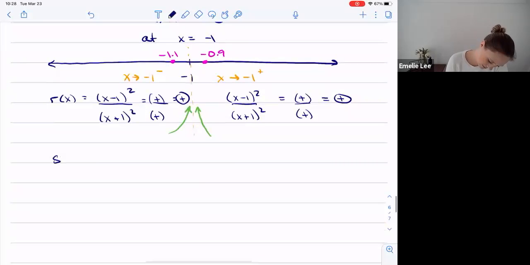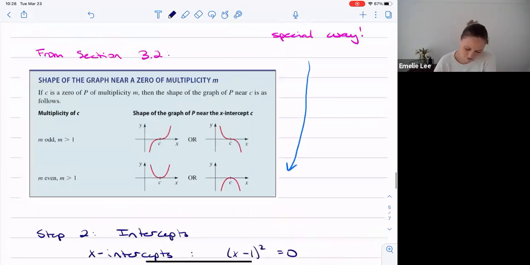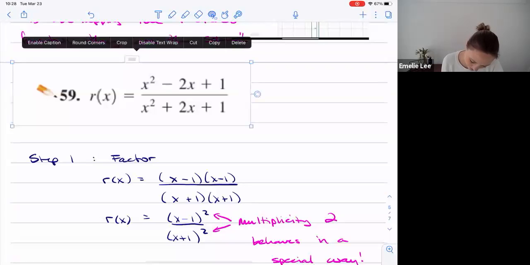Step 4, we're looking at our horizontal asymptotes. Okay. So now I need to refer back to our original function. They have the same degree, right? x squared and x squared. So we refer to our little handout. If they have the same degree, then I look at the leading coefficients and I'll have a horizontal asymptote at the ratio of the leading coefficients. So I'm going to copy this here.